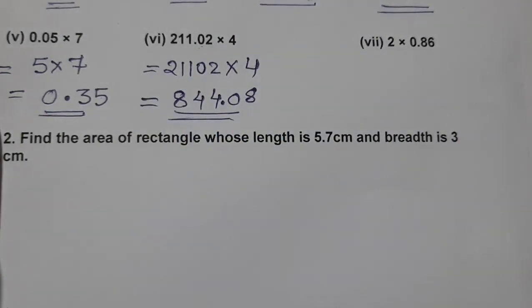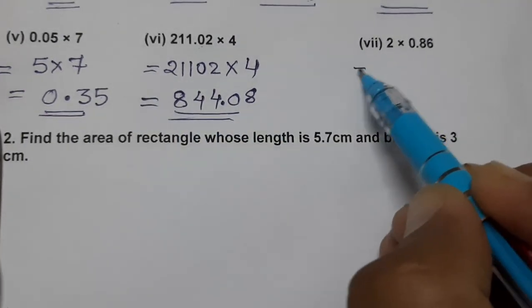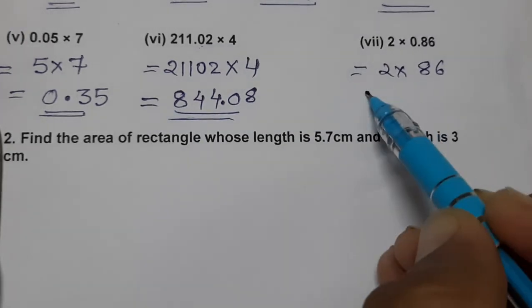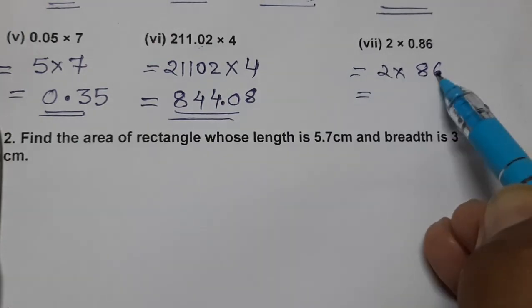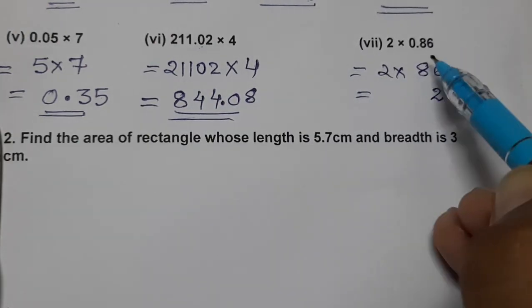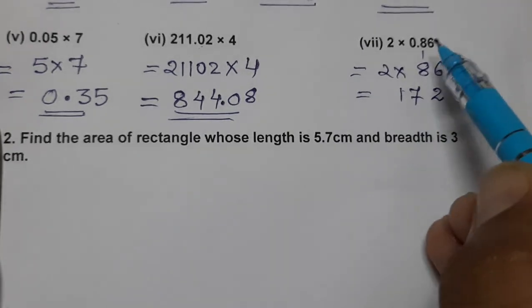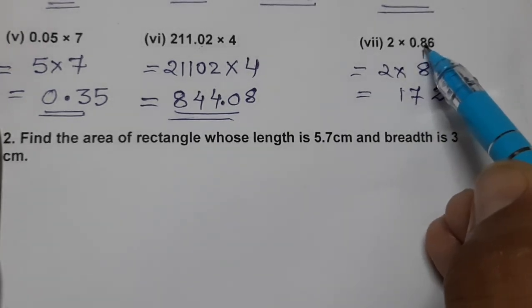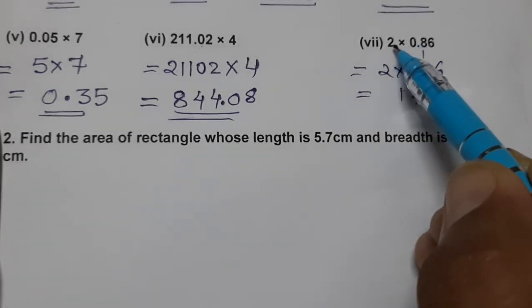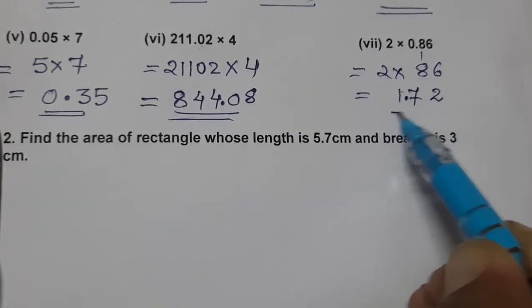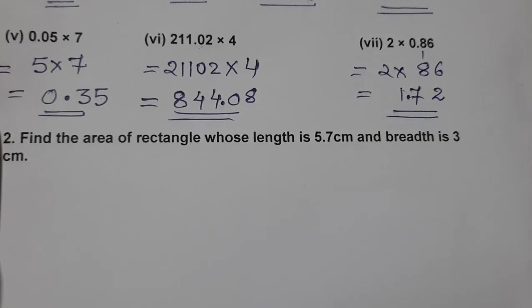So simple. See this one also. Simply multiply 2 into 86, ignoring the decimal point. 2 6s are 12, write 2 carry 1. 16, 17. Now after the decimal, how many digits? 1, 2, or here nothing. So 2. So 1.72.